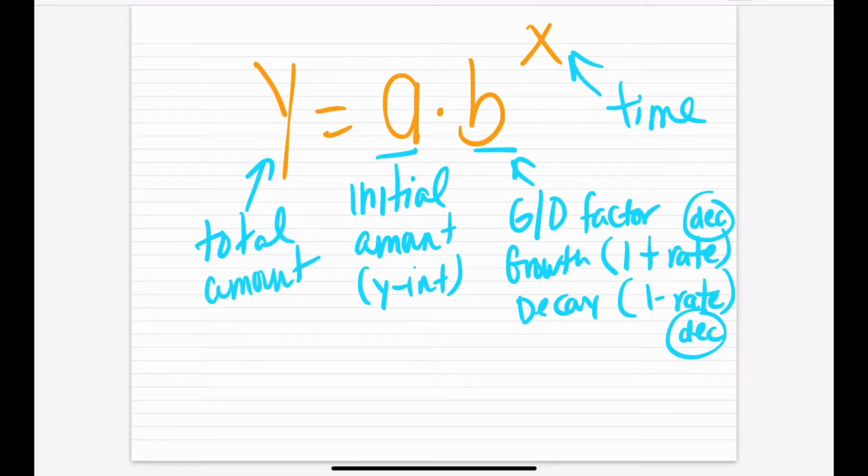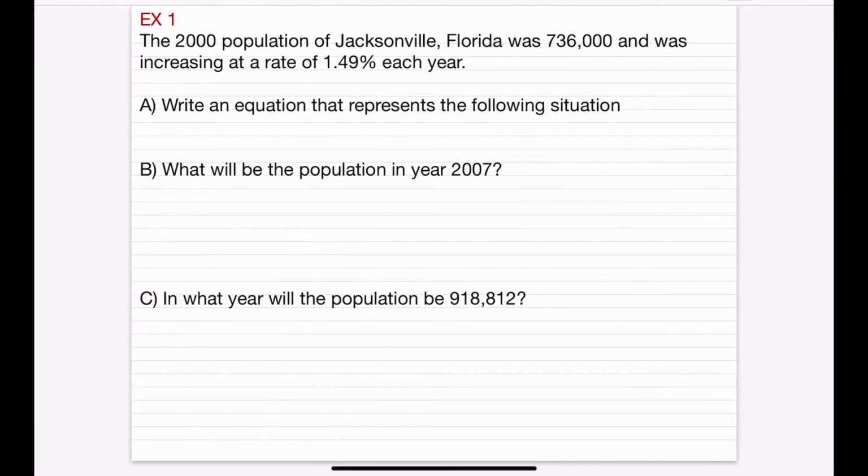So now that you know this, let's apply it to a real world problem. The very first one: the 2000 population of Jacksonville, Florida was 736,000 and was increasing at a rate of 1.49% each year. The very first step is to identify if it's exponential growth or decay. So you should notice the keyword increasing. That should tell you that the problem is exponential growth. So you know you're going to be adding 1 to the rate on this one.